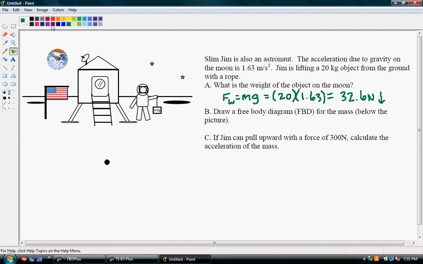Alright, now it wants us to draw a free body diagram for the mass below this picture. So this mass only has two forces acting on it. It's got the force of this rope, which we know to be called a tension force, and then also the force of weight, which we just calculated. So we have the force of weight, and we have tension.